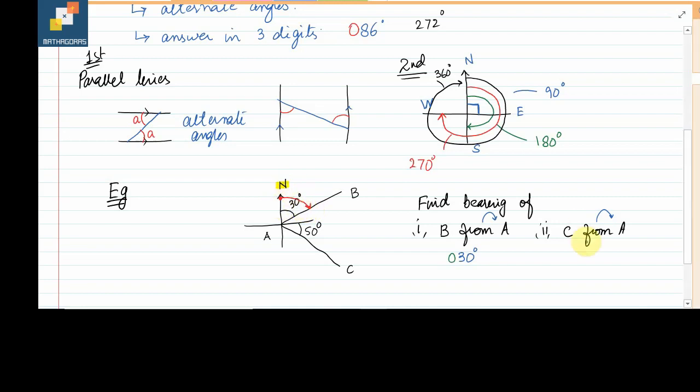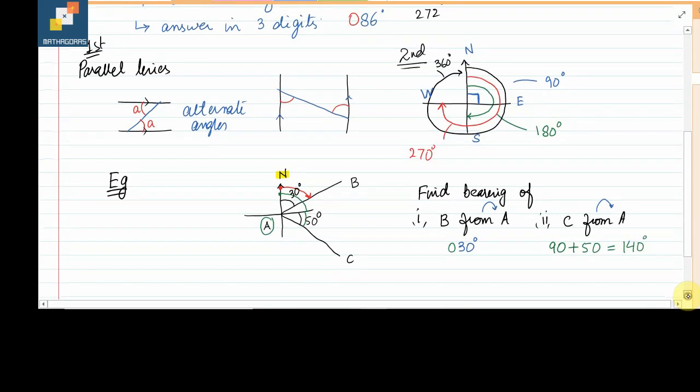Now the second part, C from A. So I am going to travel from the north of A until the line AC. I am standing at this point, and I start to travel. Till this point I have covered 90 degrees, as discussed, from north till east. That means from the north till this line I have covered 90 degrees. Did I reach the line C? No, because for that I need to travel 50 degrees more, then I will reach C. So at first I covered 90 degrees, after that I covered 50 degrees to reach my destination, line C. So in total I covered 140 degrees. Now this 140 is already in three digits, no need to add 0 at the beginning. That is our answer.